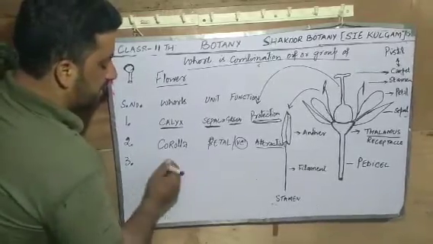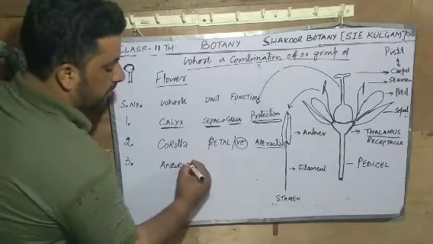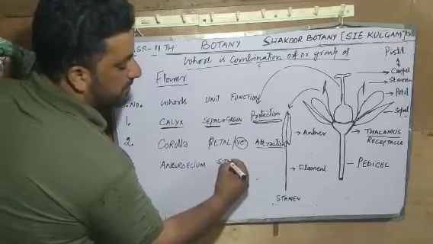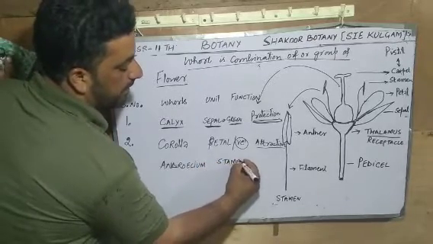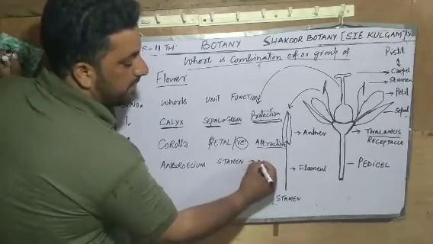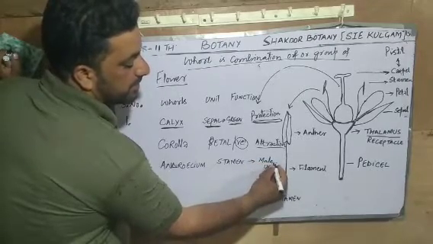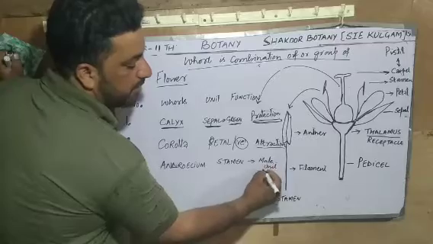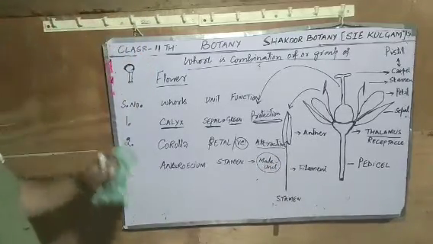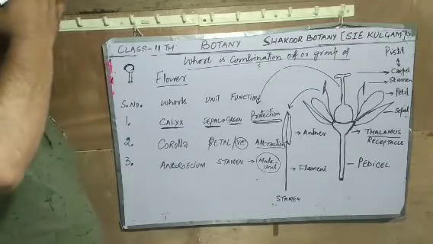Third whorl is called androecium, and each unit of androecium is called a stamen. And remember, stamens are male units. They represent the male reproductive part, male units of a flower. Remember, stamen represents the male reproductive part, a male reproductive unit of a flower.